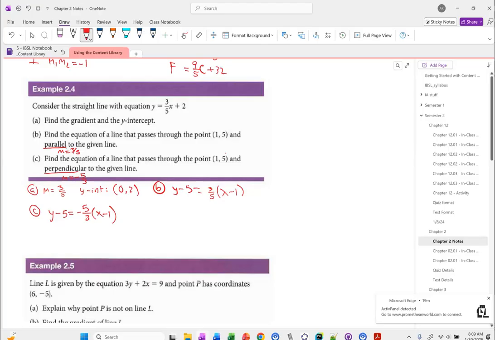Everybody good? And again, if they ask for it in a different form, you could rearrange from here, but that's fine. Everybody remember doing this? You do this like 6 times between middle school and geometry.